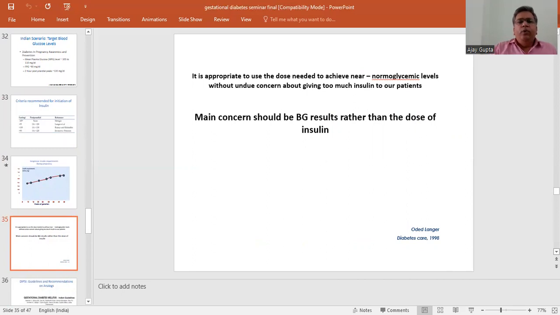It is appropriate to use the dose needed to achieve a near normal glycemic level without undue concern about how much insulin is given. Sometimes the patient is concerned that, sir, you are giving too much insulin. But we need to have good glycemic control. The fasting and postprandial levels should be achieved in the normal range, irrespective of the level of insulin which is required. The main concern should be the blood glucose results rather than the dose of insulin.